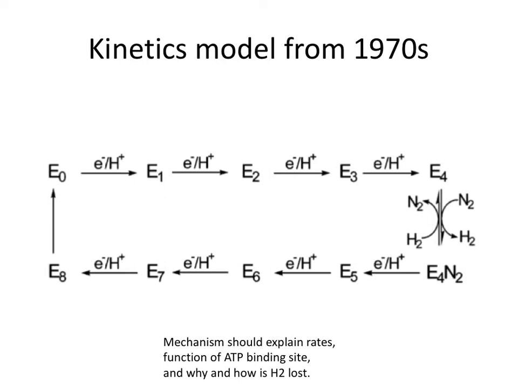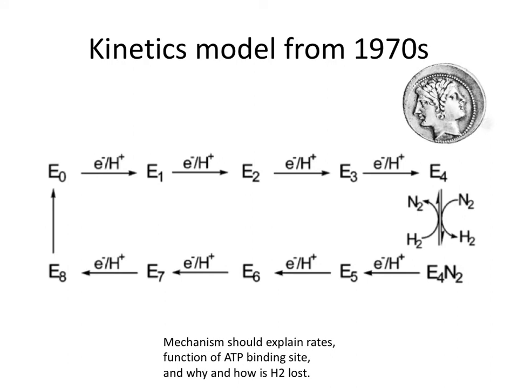The E4 state is referred to as the Janus intermediate. This is after the ancient Roman mythical figure who looks both forwards and backwards. Backwards to the past, forwards to the future. This intermediate, E4, is the species that binds dinitrogen, and this is the state where the obligatory release of dihydrogen is observed. You can see that as drawn, it's a reversible step. The addition of hydrogen catalyzes the loss of N2, going backwards towards the Janus intermediate.